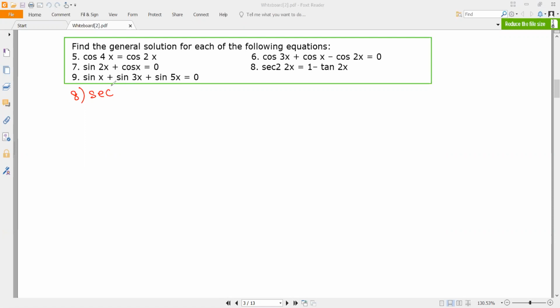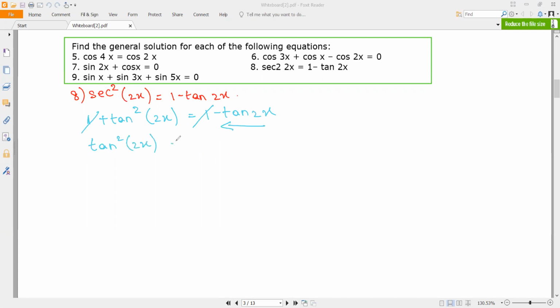Your eighth question is sec square 2x is equal to 1 minus tan 2x. Here sec square 2x can be written as 1 plus tan square 2x, so 1 plus tan square 2x is equal to 1 minus tan 2x. You can cancel 1 on both sides and take tan 2x to the left hand side. You have tan square 2x plus tan 2x equal to 0.